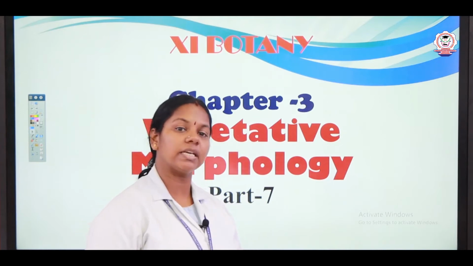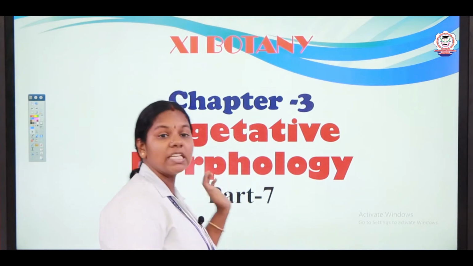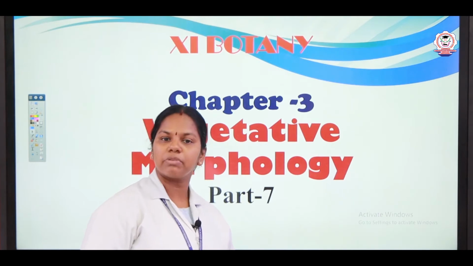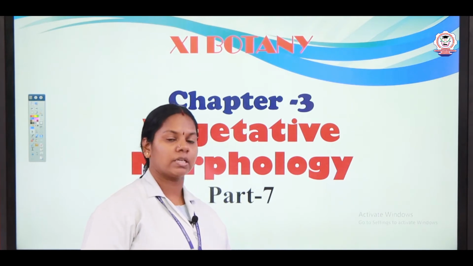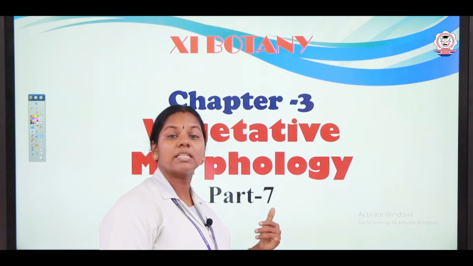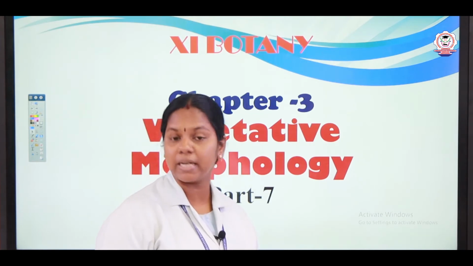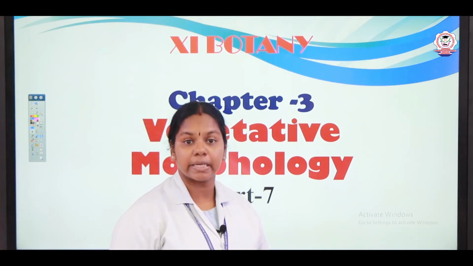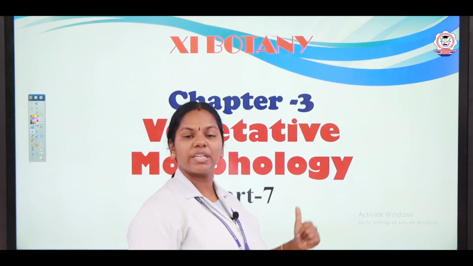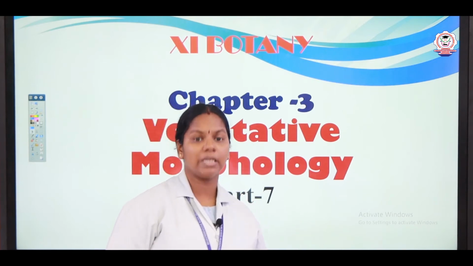Children, today we are going to see 11th standard botany chapter 3. The name of the chapter is vegetative morphology. So what are all the things we are discussing, children? We are discussing the vegetative parts of the plant, that is root, stem and leaves, right? So in this session we are going to discuss the roots.